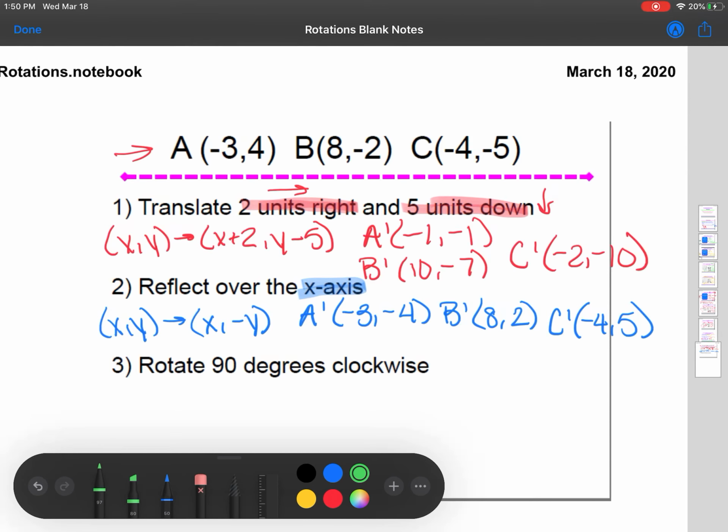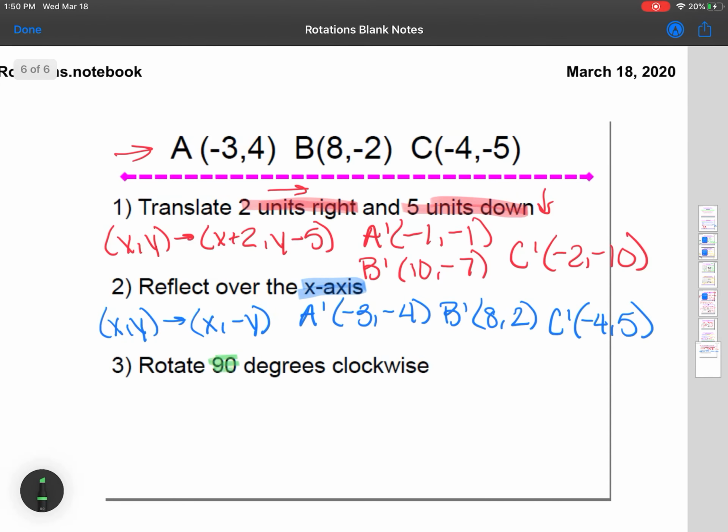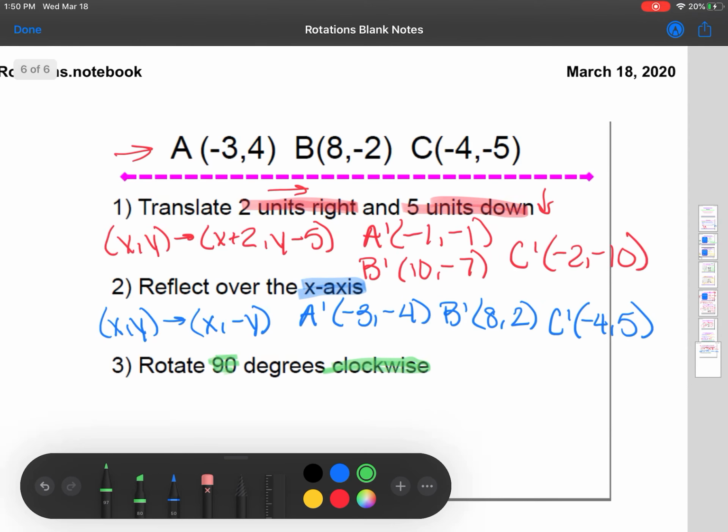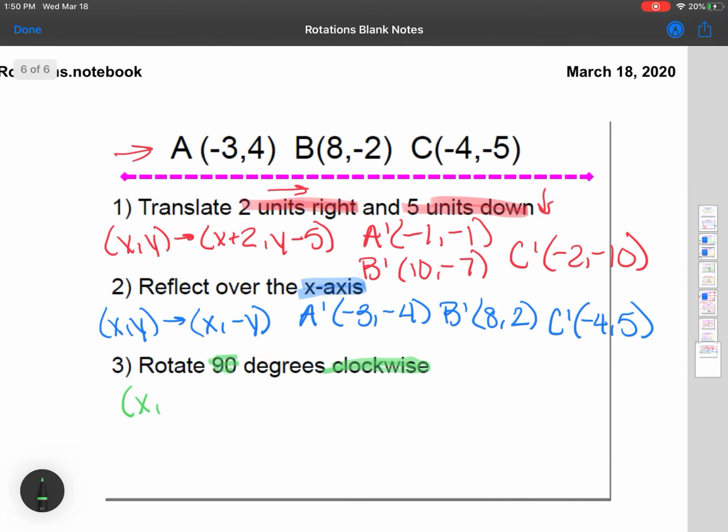And lastly, I have rotating 90 degrees. Wrong pen. 90 degrees clockwise. We just did this today. 90 degrees clockwise. XY becomes y negative x.